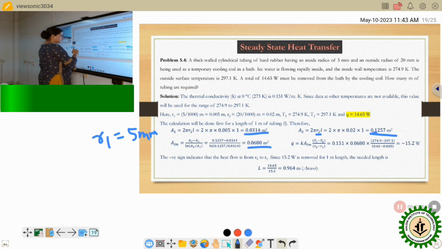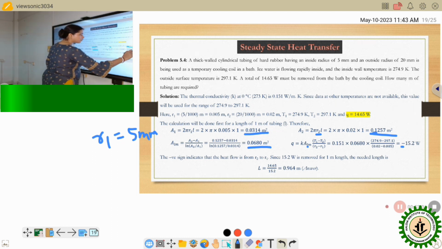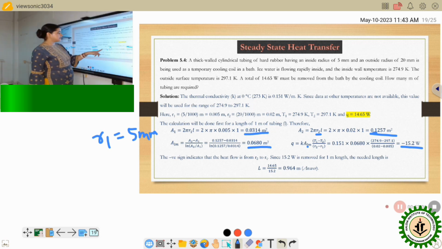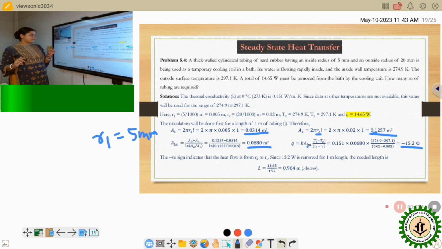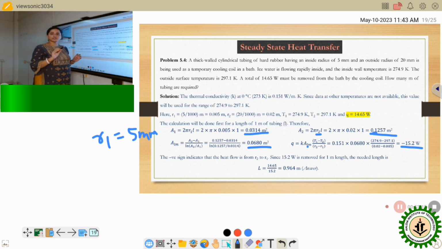So I know the value of ALM, I know the value of K is given, yes, K is given here. T1 and T2 I know, R2, R1 I know. So put everything and I get for 1 meter tubing, the heat is minus 15.2 watt. Minus because heat is flowing from outside to inside. So for 1 meter, my heat removed is 15.2 watt.